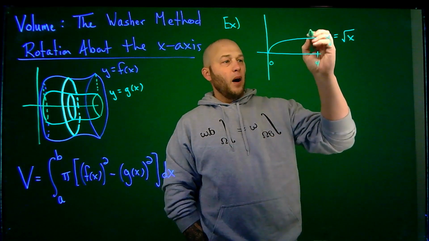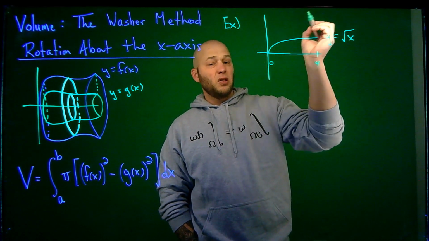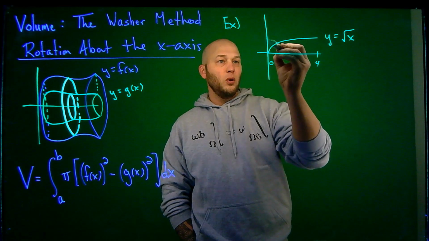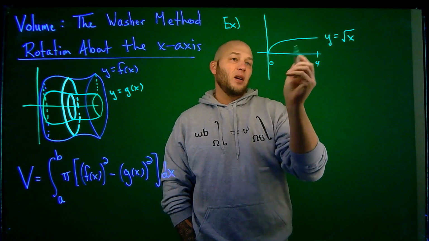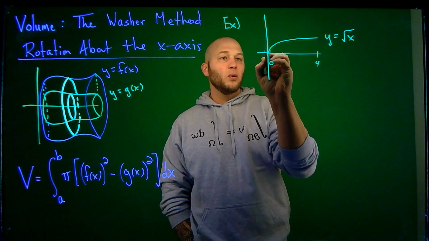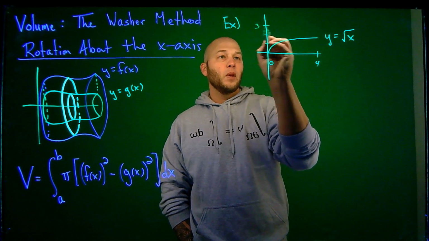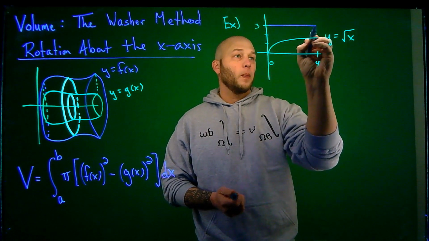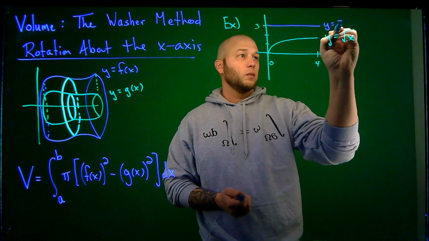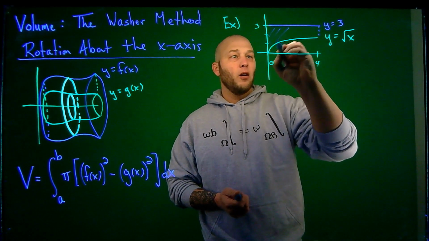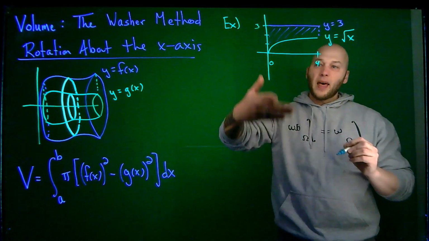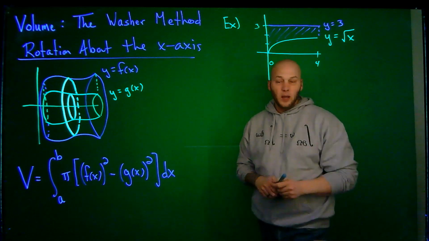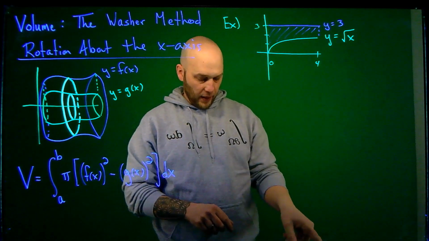And then let's say my upper function is going to be, let's just say, a horizontal line. When I plug in 4, this would be a height of 2, so I've got to go above that. Actually, I could just go 2, but let's go up to 3. So there's 1, 2, 3. Let's take the horizontal line, y equal to 3. And we'll take that area and we will spin that about the x-axis and we will create a three-dimensional solid. Okay, let's go ahead and compute the volume of that solid.